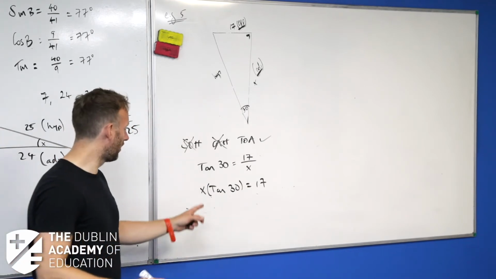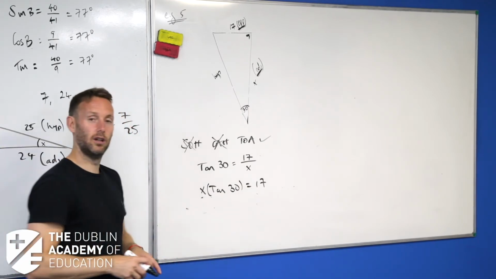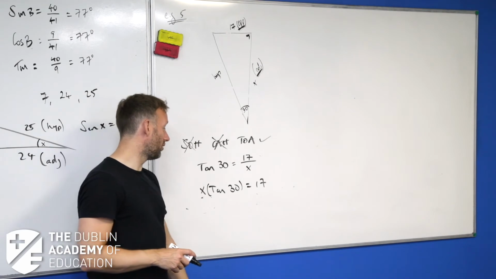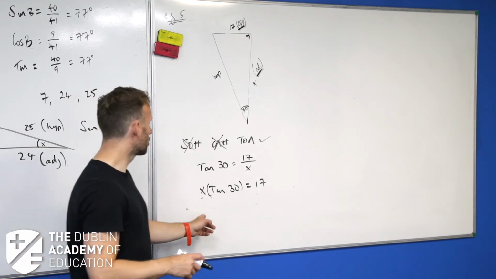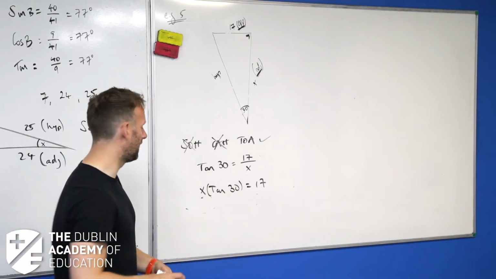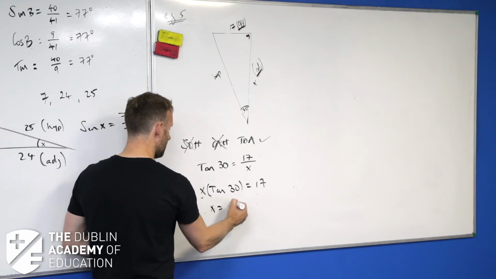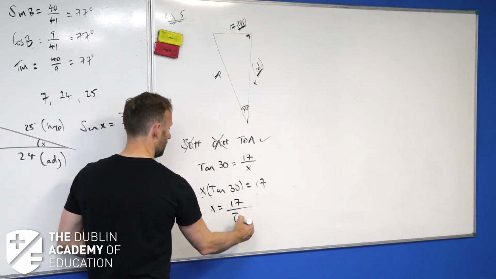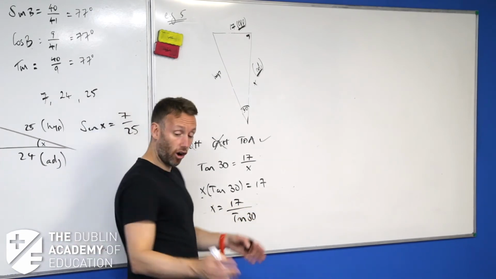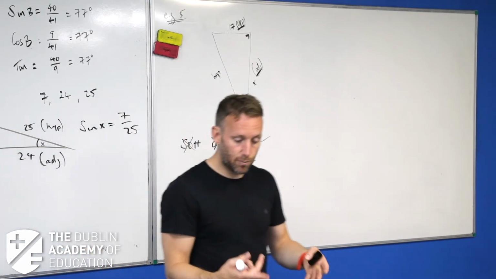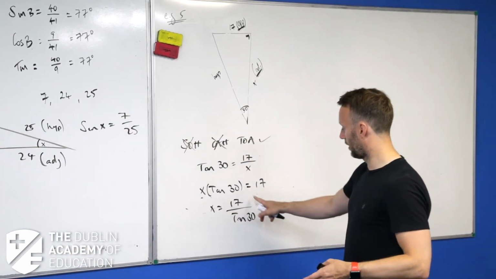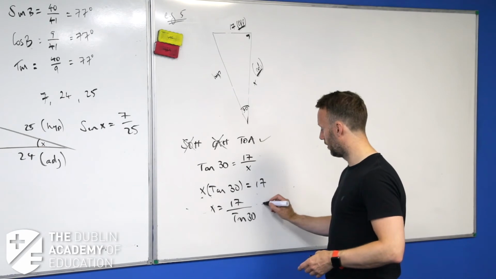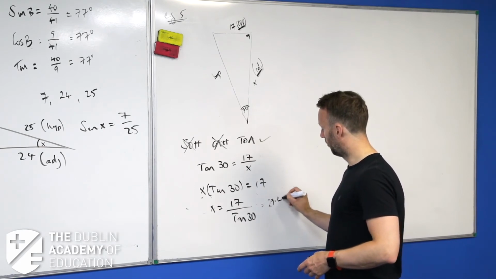Now remember, we need to isolate x. We want that x on its own. But what are x and tan 30 doing there together? They're multiplying. So if we bring over tan 30, what will it be doing? Dividing. So x is equal to 17 divided by tan 30. And then all you've got to do is put that into your calculator. 17 divided by tan 30, and that's equal to 29.4.